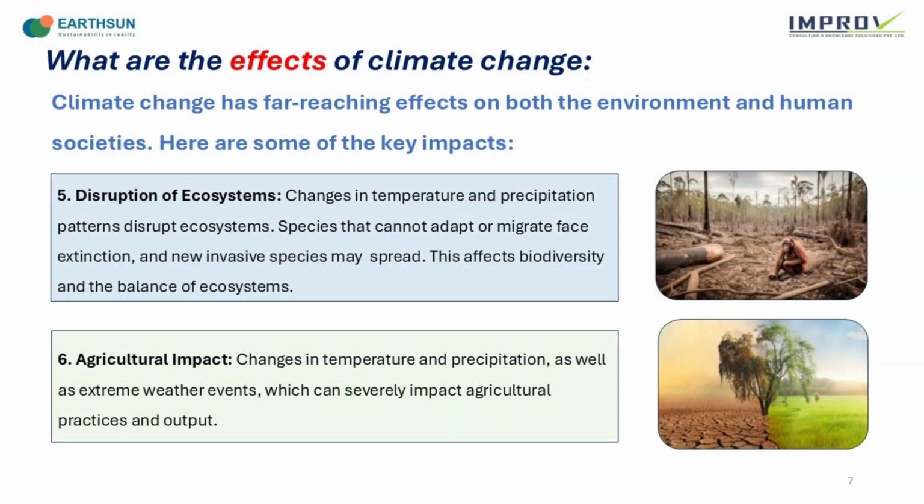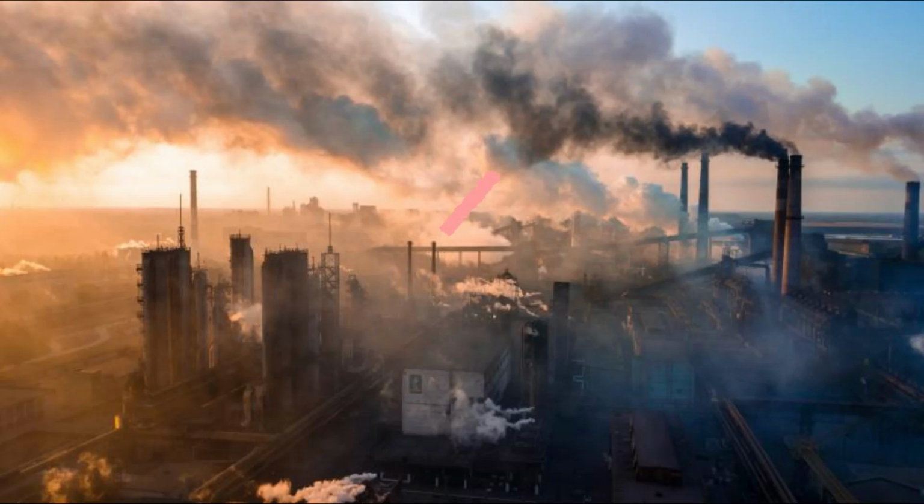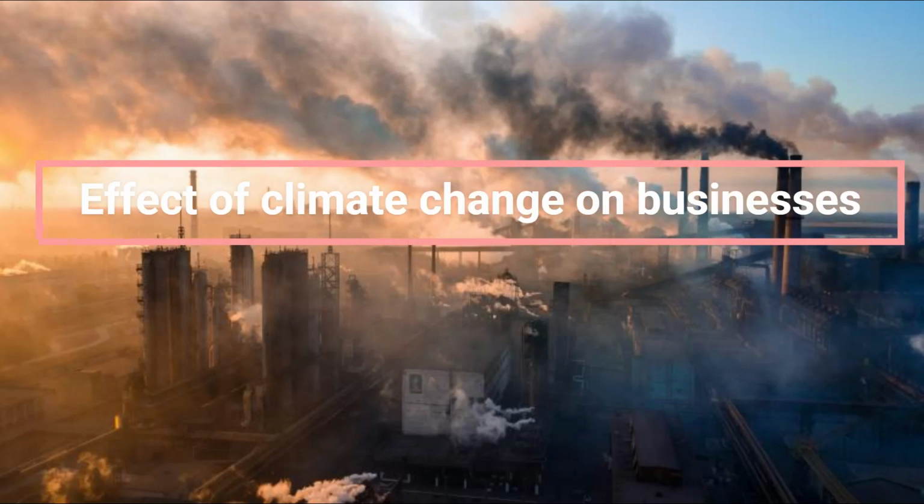5. Disruption of ecosystems. Changes in temperature and precipitation patterns disrupt ecosystems. Species that cannot adapt or migrate face extinction, and new invasive species may spread. This affects biodiversity and the balance of ecosystems. 6. Agricultural impact. Changes in temperature and precipitation, as well as extreme weather events, can severely impact agricultural practices and output.